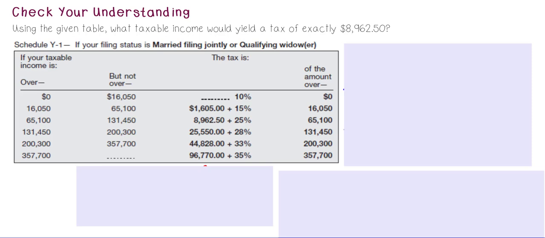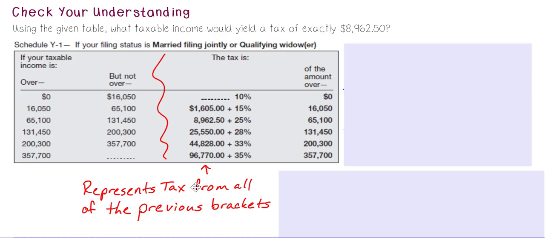So we're going to use the given tax schedule to determine what taxable income would yield a tax of exactly $8,962.50. So first off, if we look at this tax table, we know that for the tax amount, we're looking on the right side. And you will notice this number on the left in front of the percent in each bracket. This number represents tax from all of the previous brackets.